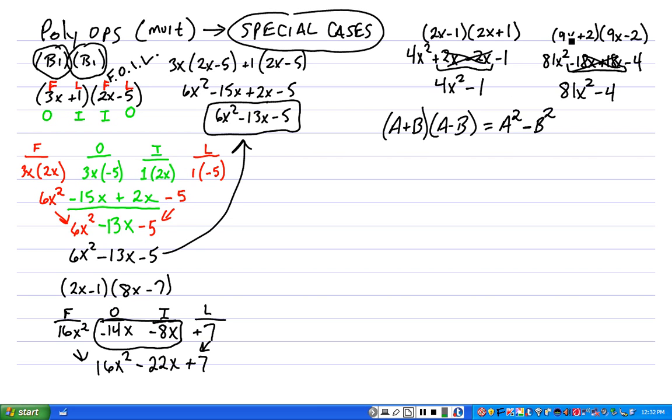The first term is a 9x. If you square 9x, 9 squared is 81, times x squared, so 81x squared. Write my minus sign. Then my second term is a 2. If you square 2, you get a 4. There's your answer. So this is what they're talking about. Special cases. This is one: the two binomials are the exact same but have an opposite sign in the middle. Okay? Next case.